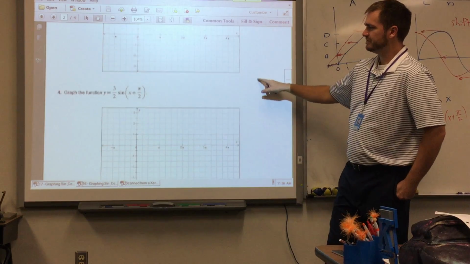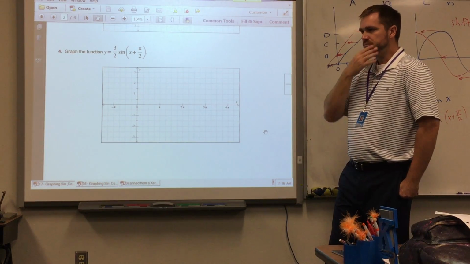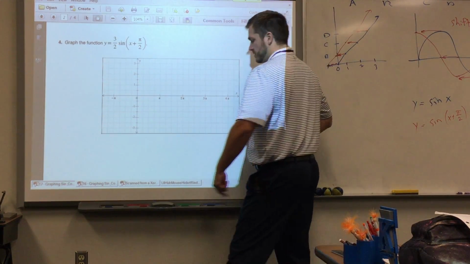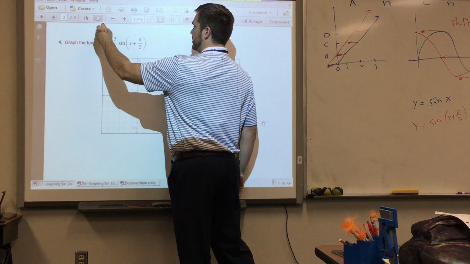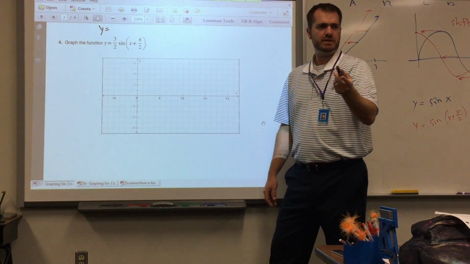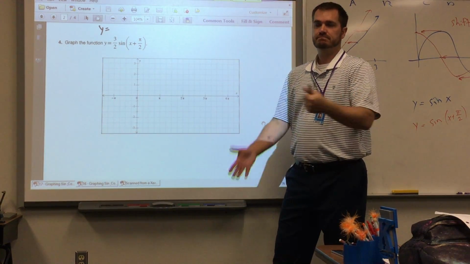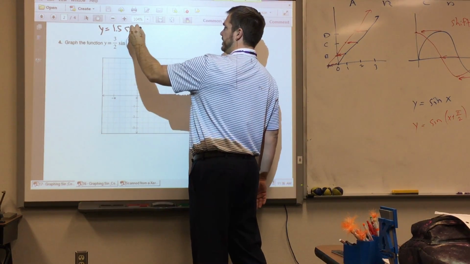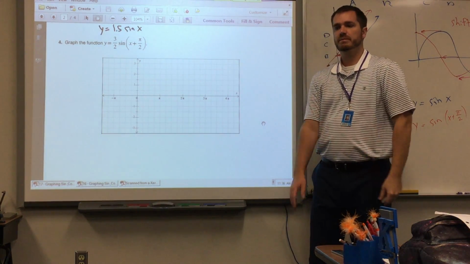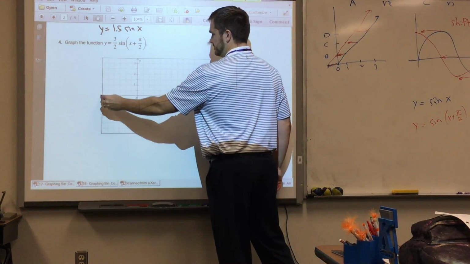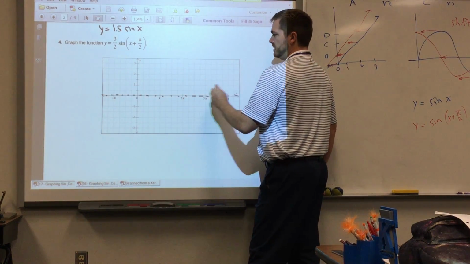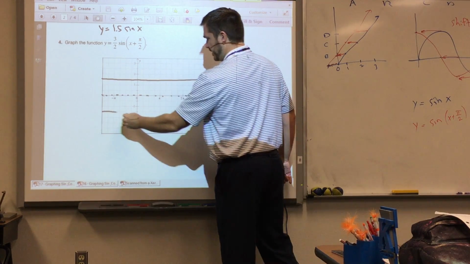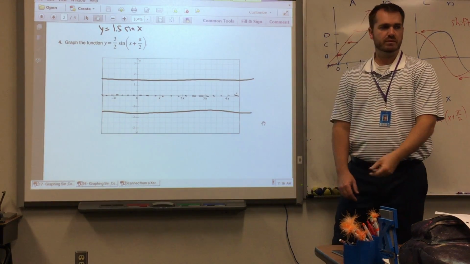Let's do another one here. Number 4, graph the function 3/2 sine of x plus pi over 2. So let's go ahead and graph. What's 3/2 as a decimal? Anybody? 1.5. Let's graph 1.5 sine of x. Then we'll worry about the shift. Positive 1.5, negative 1.5.